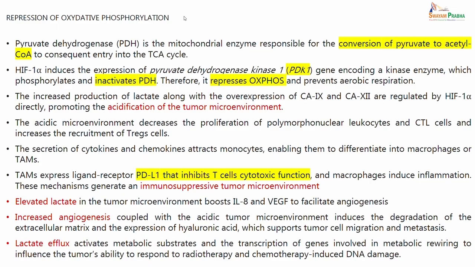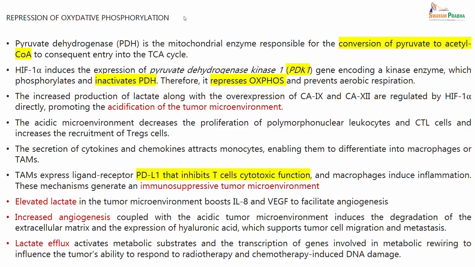Increased production of lactate. So, this increased production of lactate, along with overexpression of proteins like carbonic anhydrase 9 and carbonic anhydrase 12, which are also regulated by HIF-1-alpha directly, also promotes acidification of the tumor microenvironment. The acidic environment decreases the proliferation of the polymorphonuclear leukocytes and CTL cells, the cytotoxic T lymphocytes, and it increases the recruitment of the T regulatory cells. Now, the secretion of cytokines and the chemokines will also attract monocytes, which will enable them to differentiate into macrophages, or what we call the tumor-associated macrophages.